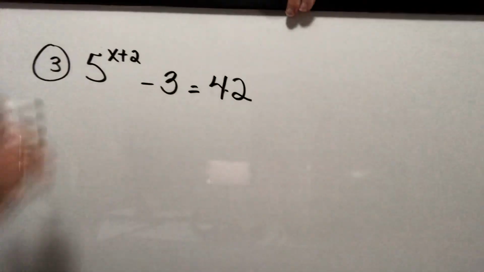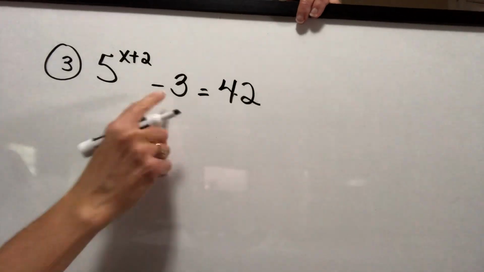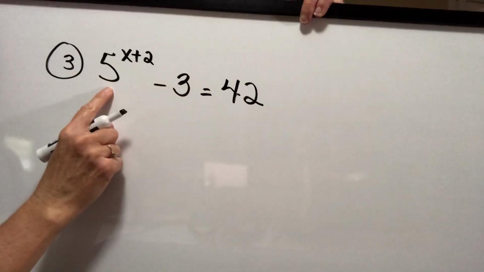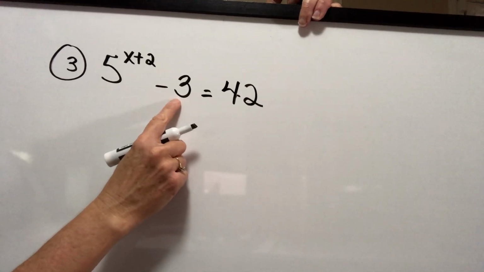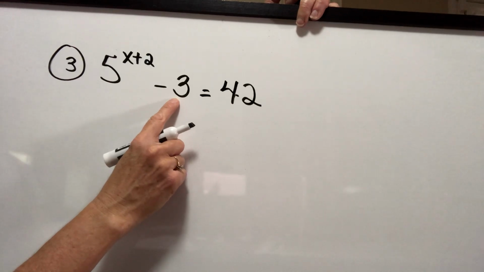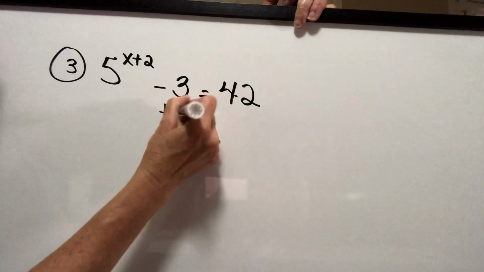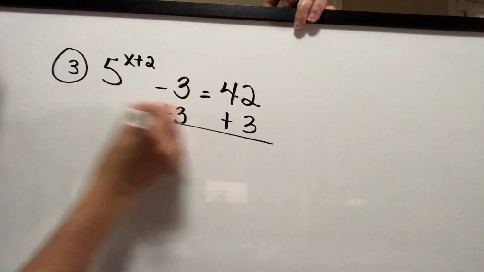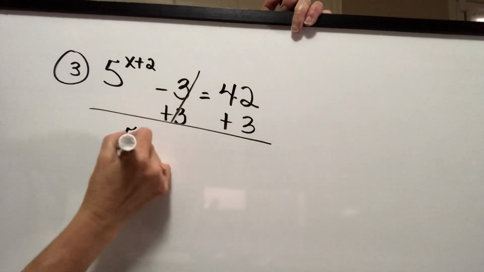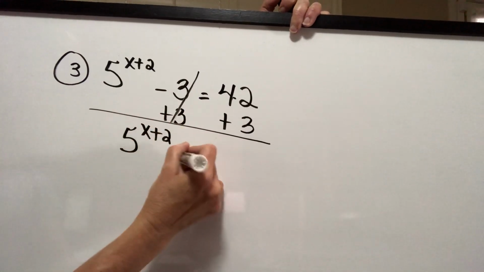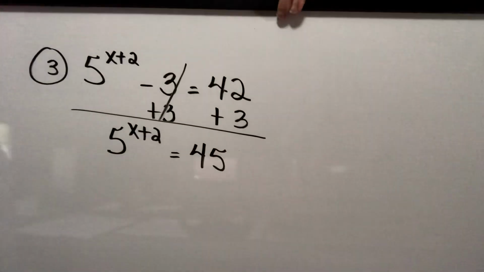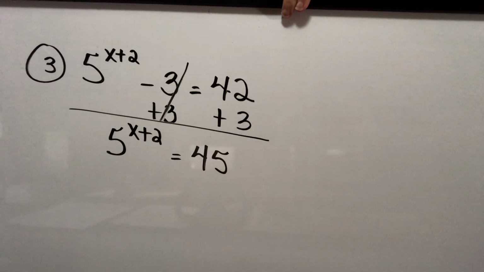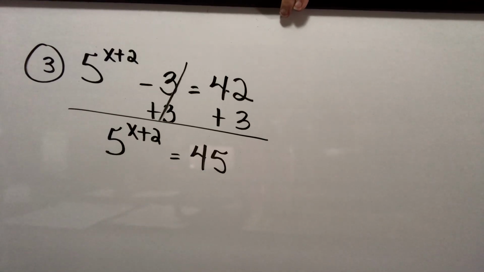Okay, so in this problem, the negative 3 is not part of the exponential expression. It's not being raised to any power. So you would want to eliminate that right away. So rather than subtracting by 3, of course, we would add 3. So do that first. So we would still have 5 raised to the x plus 2 power equals 45. That is what that first step of isolating the exponential expression means.